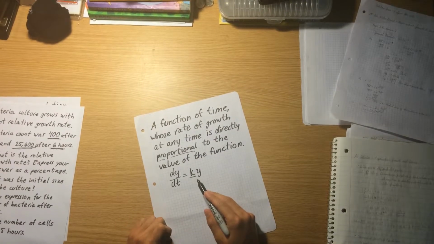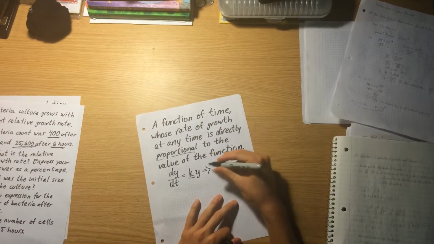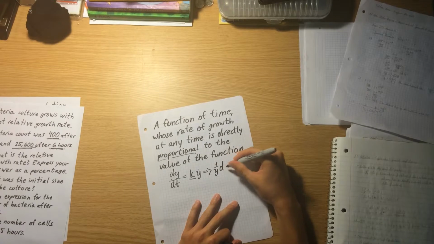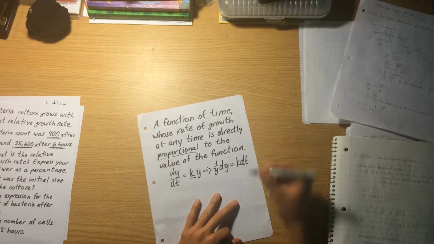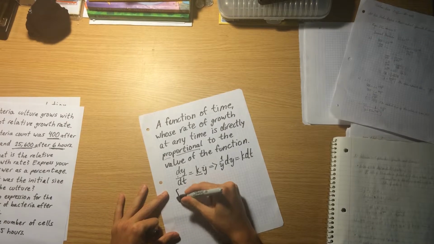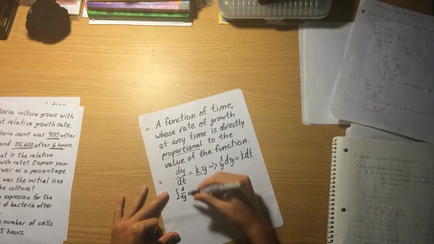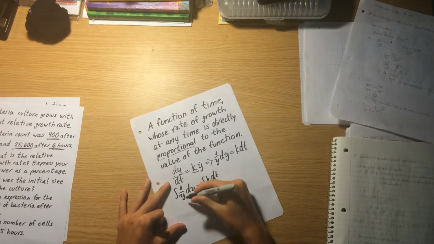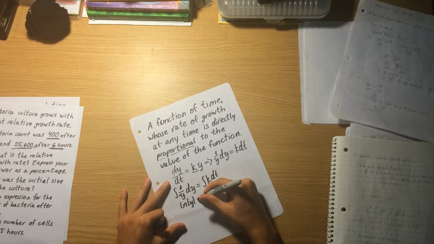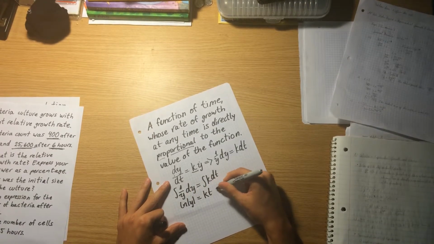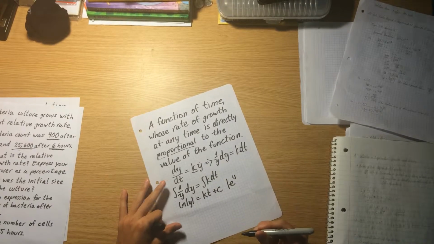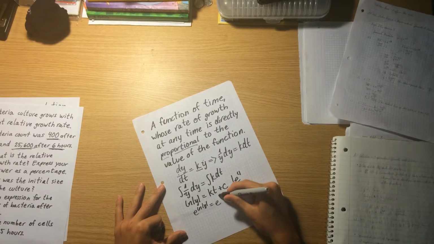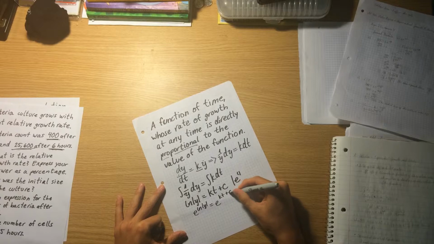Now we have to integrate this function, and the first step would be to pass the y to the y and the t to the k. So 1 over y dy is equal to k dt. Now we integrate this function. The integral of 1 over y dy is equal to the integral of k dt. This would be ln of the absolute value of y is equal to kt plus c. Now we e both sides, and it's going to be e to the ln of the absolute value of y is equal to e to the kt plus c.